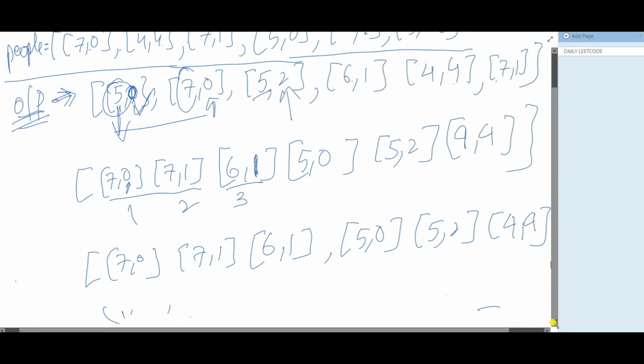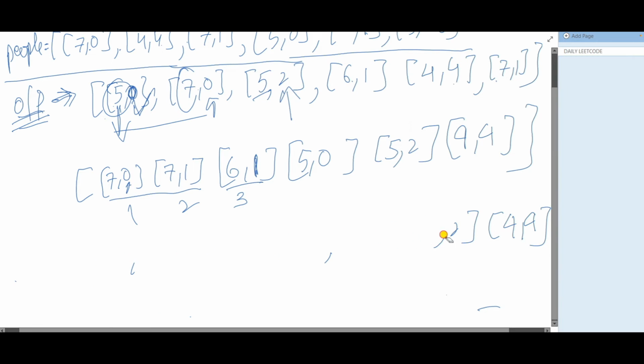Now that we have this, let's think of one thing. Let's initialize an array. Let's erase this. Let's initialize an answer array. We'll iterate through this array over here, and we'll append data to this answer array over here. So the first element is this 7 comma 0. So the answer would be this, which would symbolize the index it should be at.